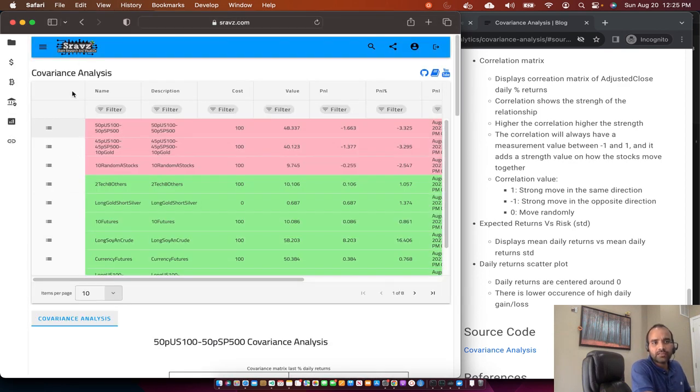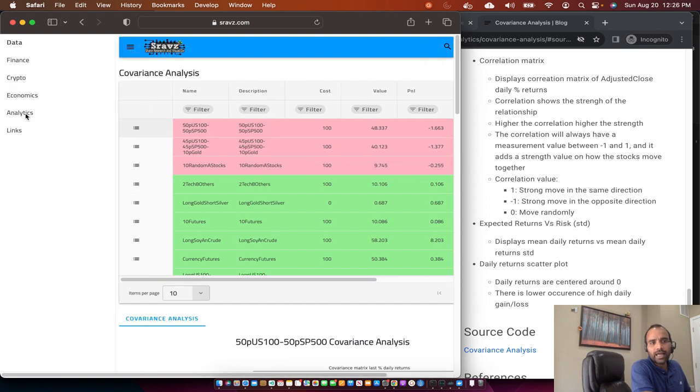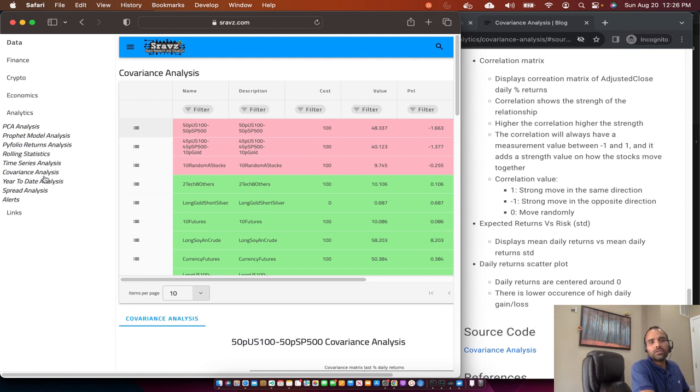So to do covariance analysis, you have to click on the hamburger bar, then the analytics page, and the covariance analysis link is here.